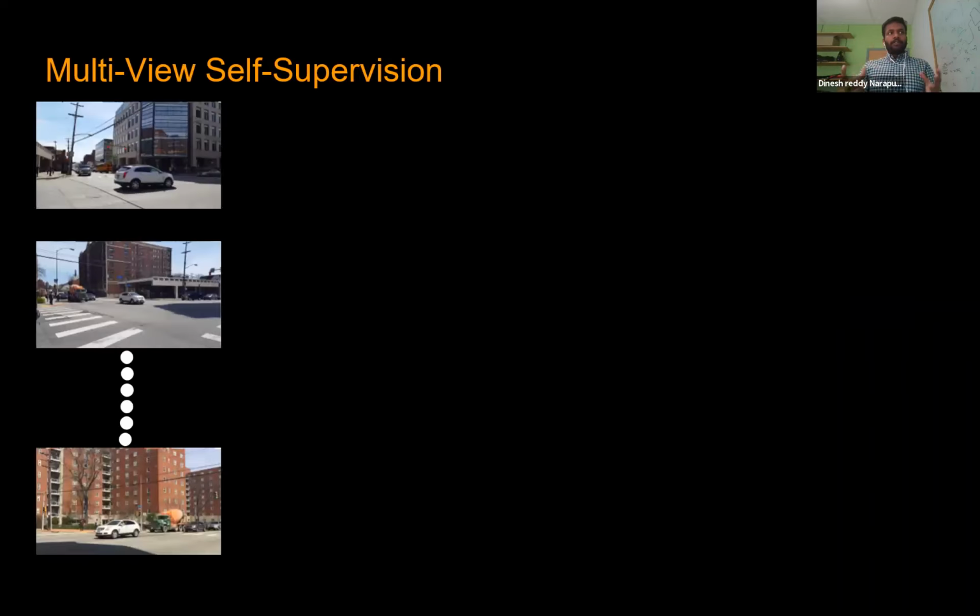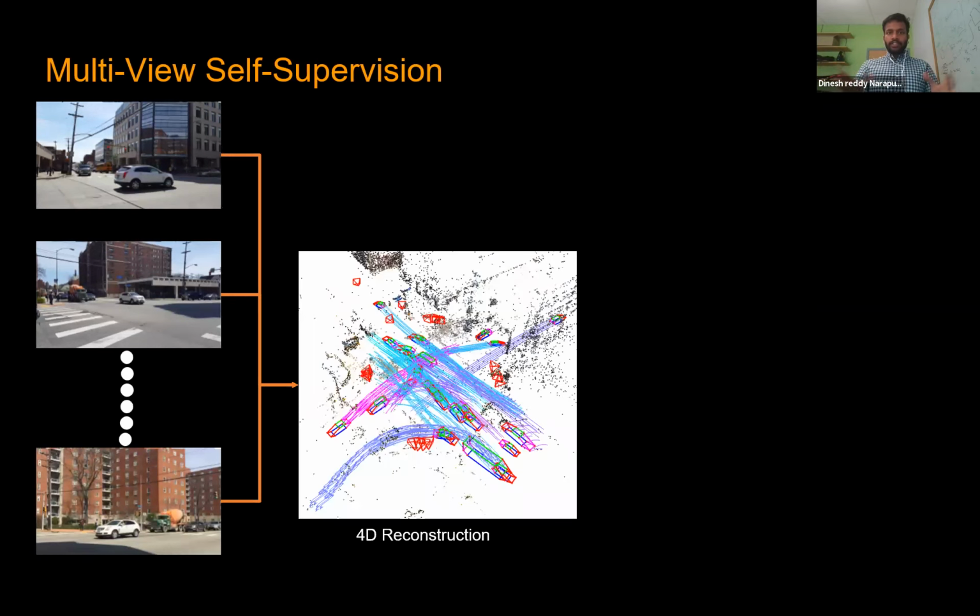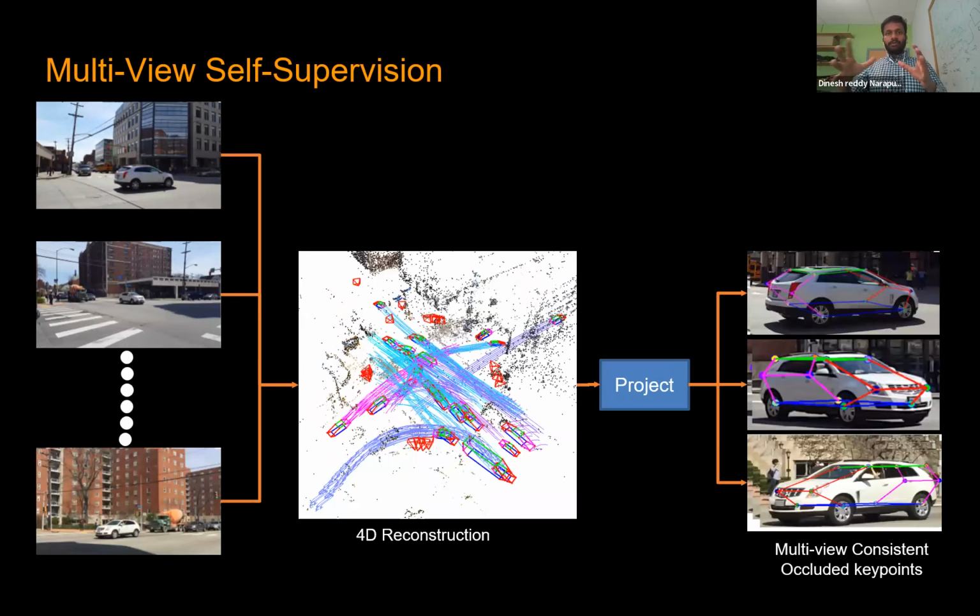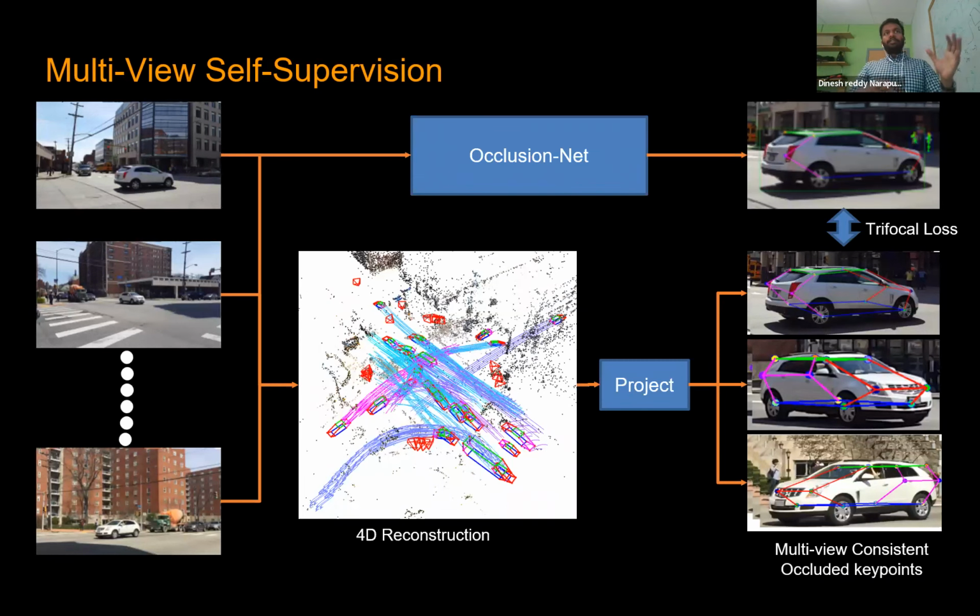So what is this multi-view supervision? So how do we solve it for our problem? We have these input video streams, and then we do a 4D reconstruction of the environment. Once we do the 4D reconstruction, we project it back into the views, and then for each car, we have the complete 3D representation of the object. And then using the input views, we train what I call OcclusionNet. And using this OcclusionNet, we compute the loss between both the visible and the occluded regions.